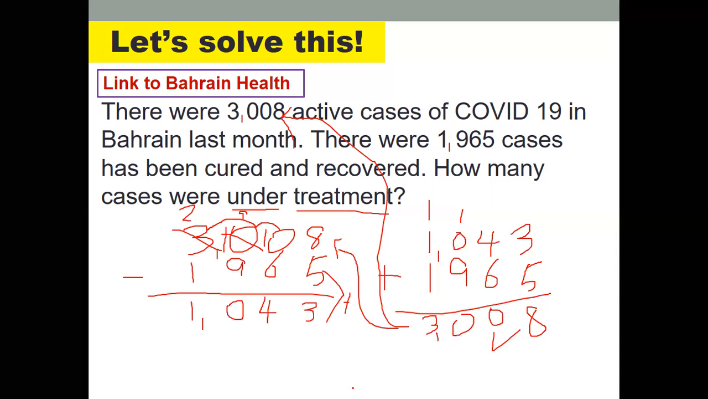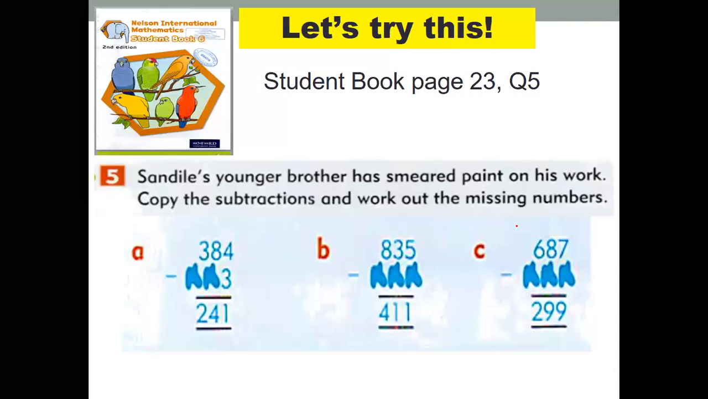Okay, very good. Let's have the last problem solving. Sandal's younger brother has smeared paint on his work. Copy the subtractions and work out the missing numbers. Okay, let's finish this one. I will pause the video and try to answer this question. Now, are you done? Okay, let's answer together.